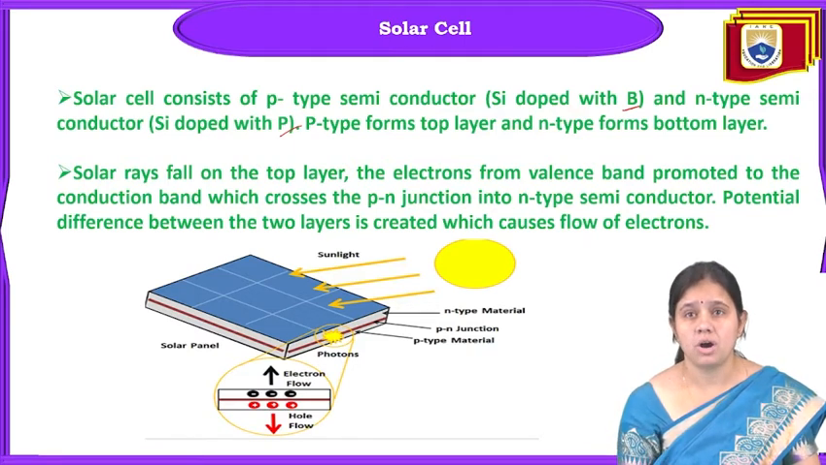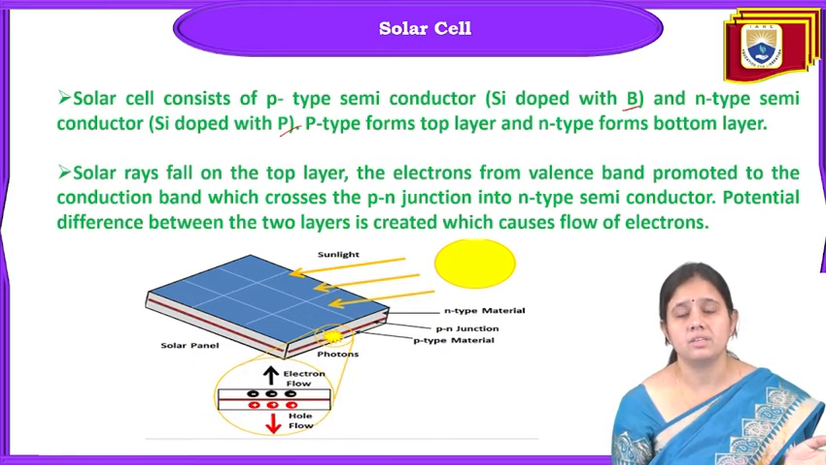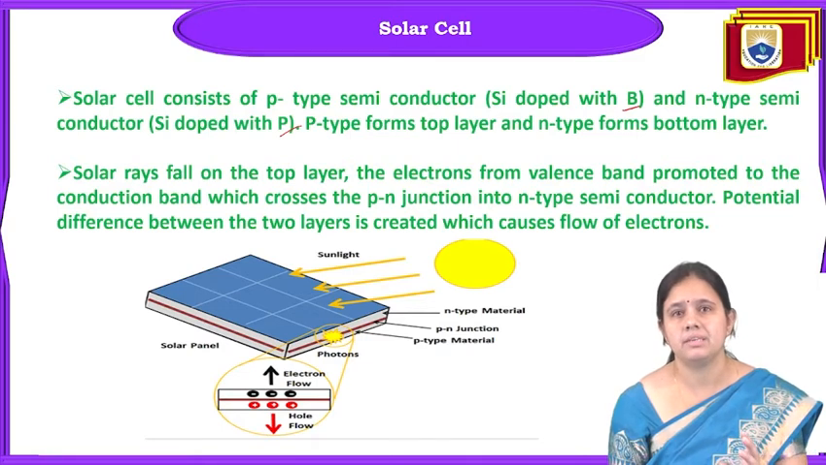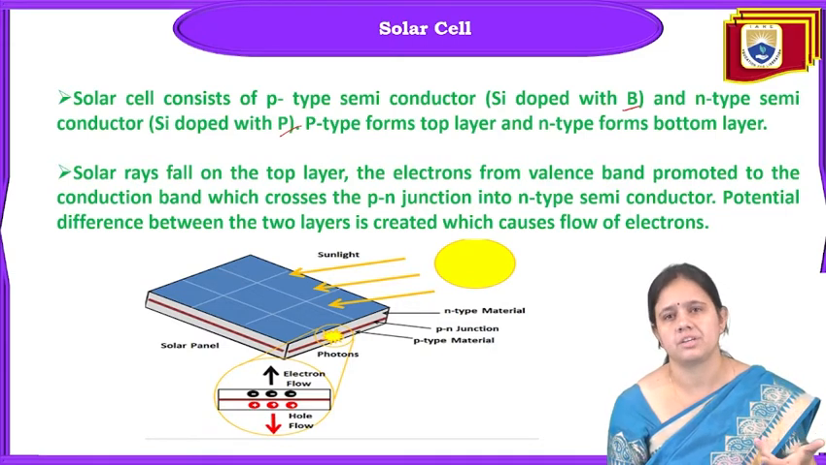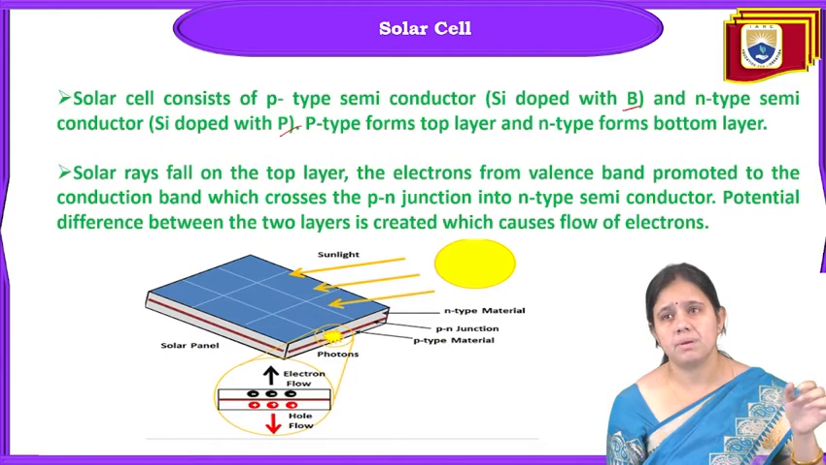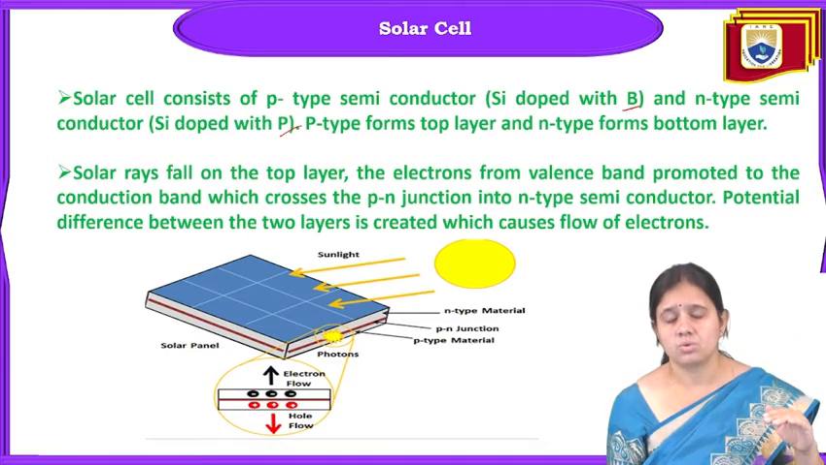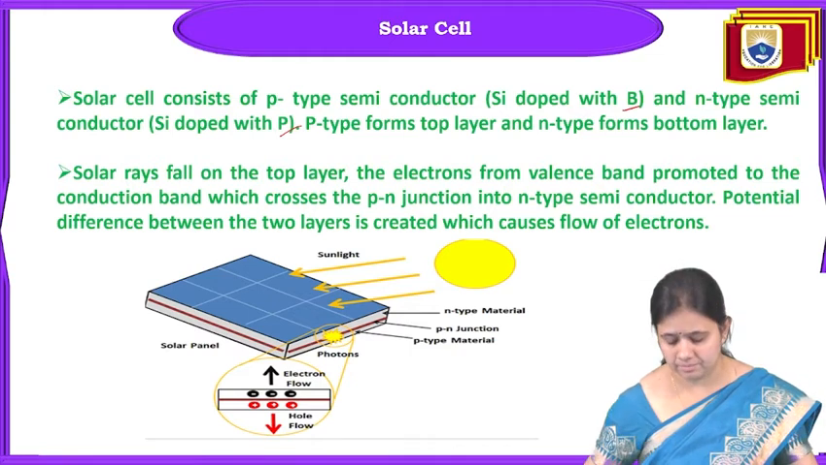Solar rays fall on the top layer, electrons from the valence band are promoted to the conduction band and cross the p-n junction into the n-type semiconductor. A potential difference between the two layers is created due to that flow of electrons, and then electricity is generated. This is how the solar cell works: when the rays fall, the electrons jump from the lower level to the higher level, and that flow of electrons generates electricity.